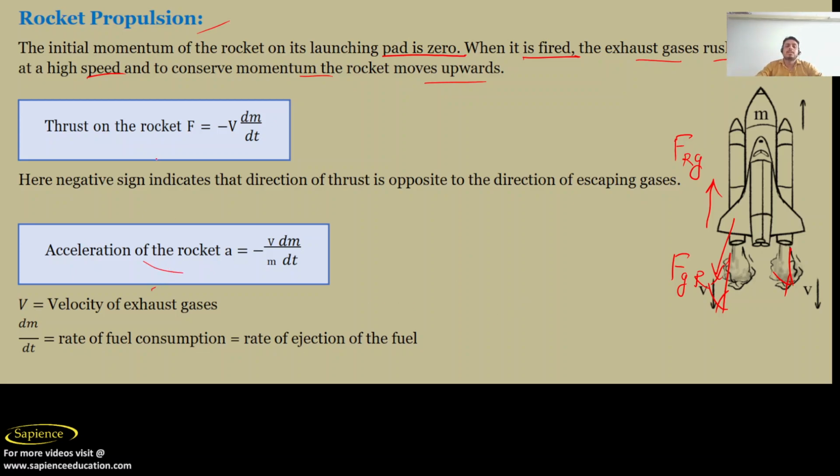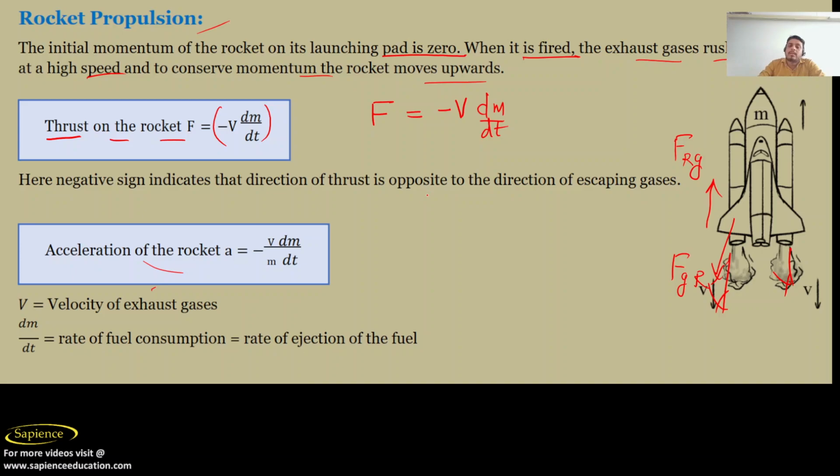So what actually is thrust? See here, thrust on the rocket F is equal to minus v dm by dt. Why is it written as minus v dm by dt? You know that force is in the negative direction. Thrust on the rocket means the force applied by the gas on the rocket, and this is equal to F, which is equal to minus velocity of the gas into dm by dt. Why have I written this? You need to understand here.